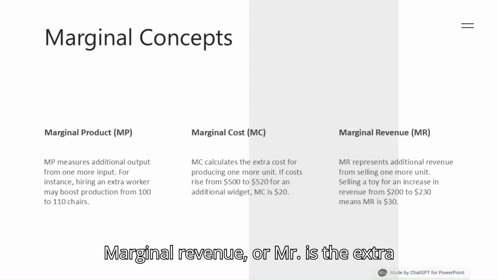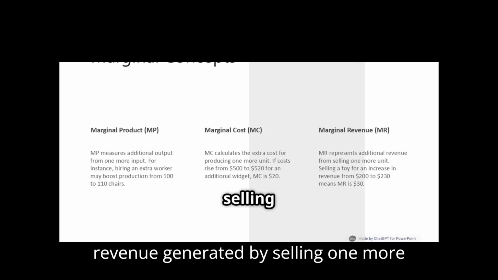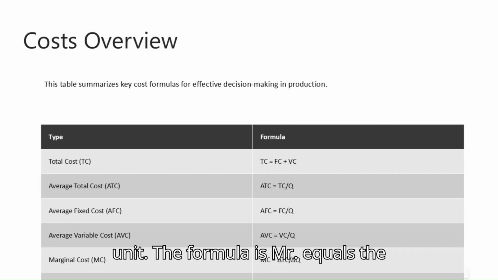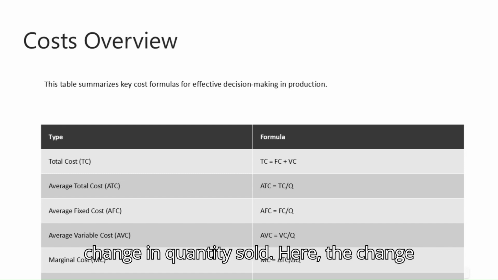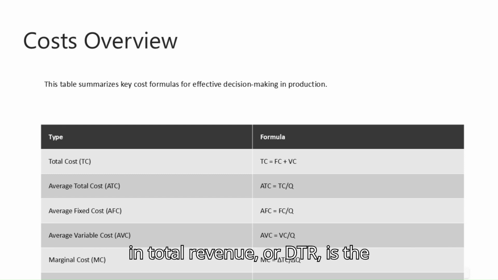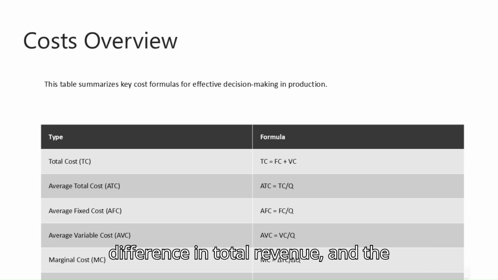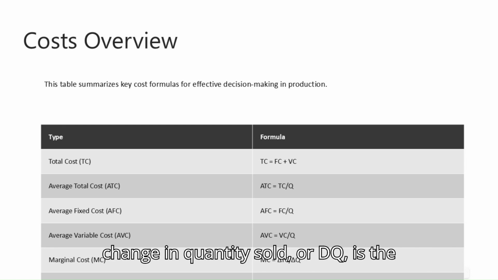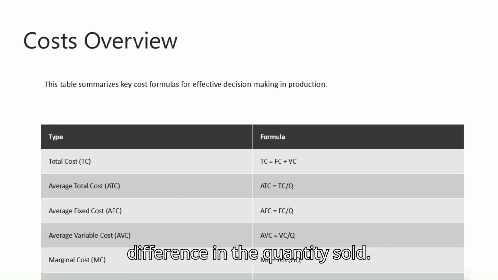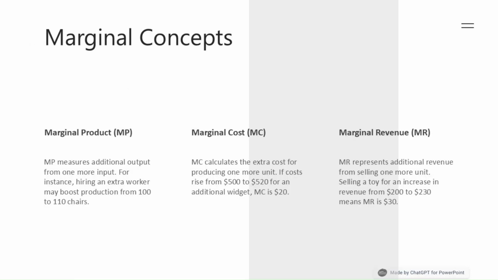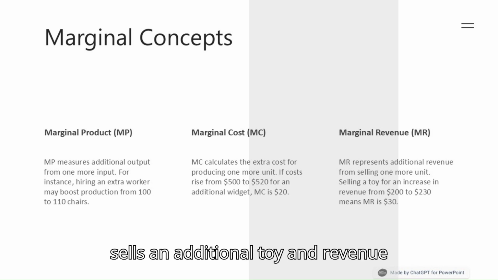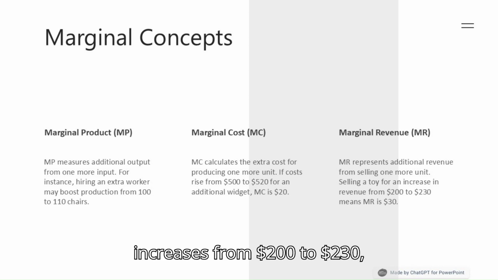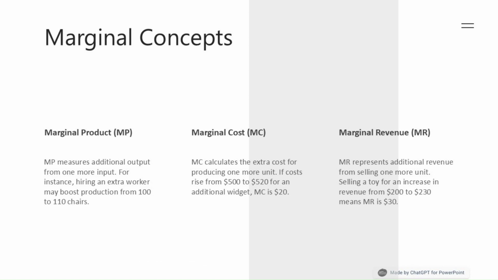Marginal revenue, or MR, is the extra revenue generated by selling one more unit. The formula is MR equals the change in total revenue divided by the change in quantity sold. Here, the change in total revenue, or DTR, is the difference in total revenue, and the change in quantity sold, or DQ, is the difference in the quantity sold. Let's consider an example. If a company sells an additional toy and revenue increases from $200 to $230, the marginal revenue is $30.